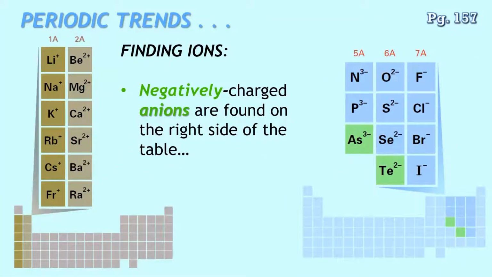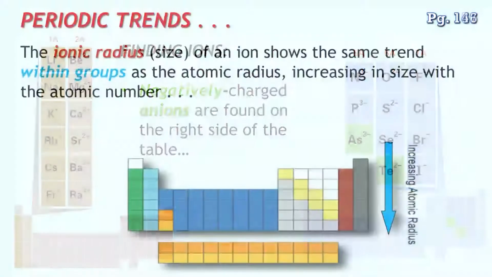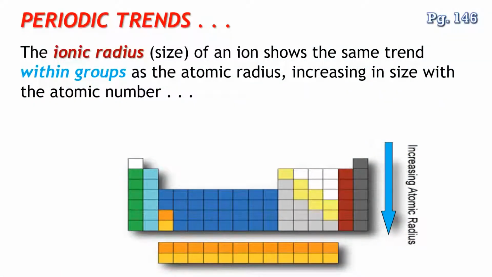So what happens, though, to the atomic radius, and how does this charge tend to affect the size? Well, at first, if you're looking at the trend in the group going from top to bottom, the trend within the ionic radius within the group going top to bottom is exactly the same as the atomic radius. As the atomic number gets bigger, the size of the ion gets bigger, just like the size of a neutral atom gets bigger.